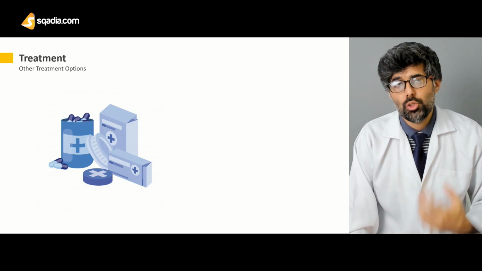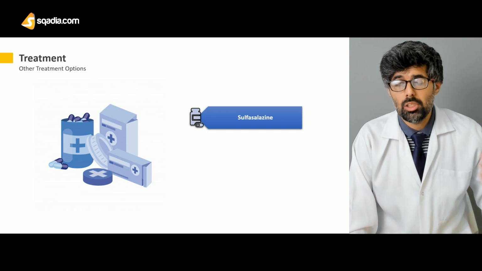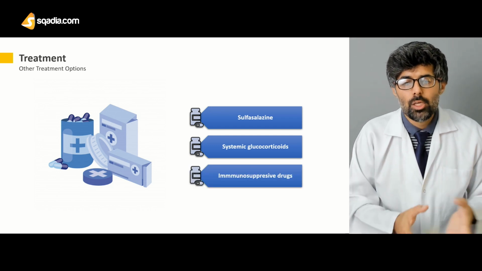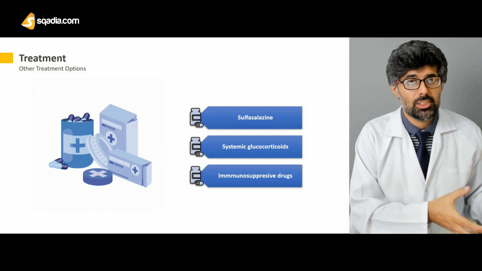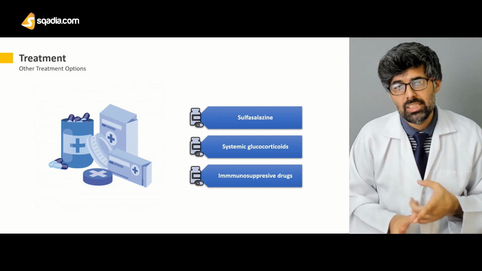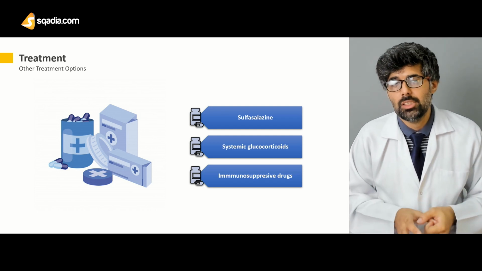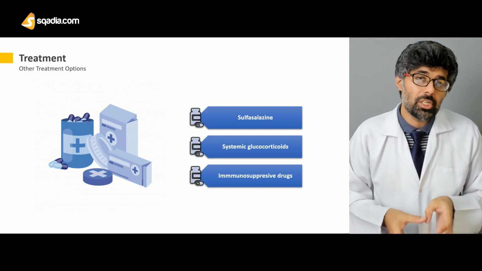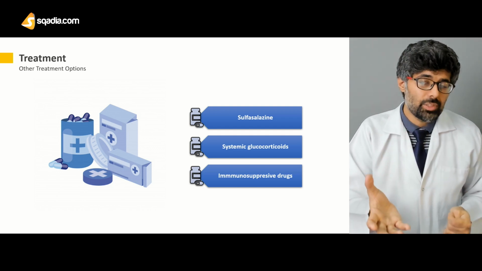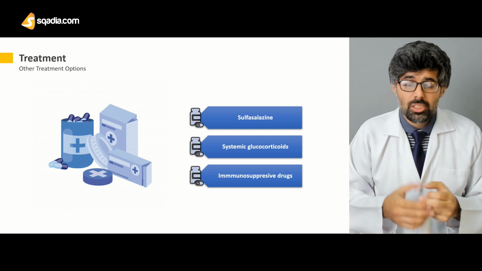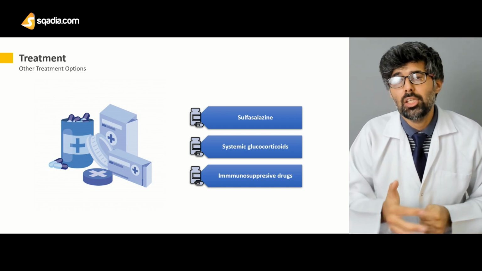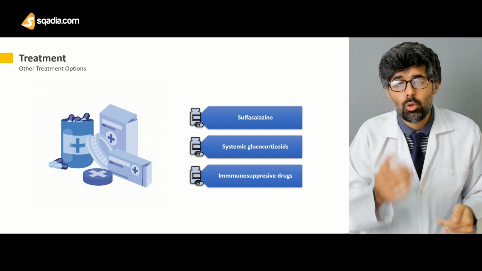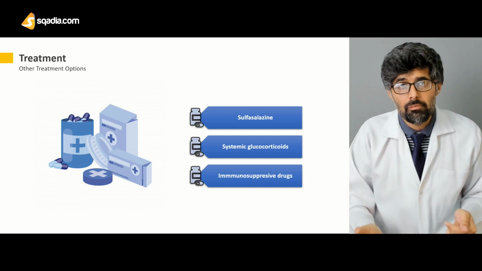The other treatment options available to us are sulfasalazine, systemic glucocorticoids, and immunosuppressive drugs such as methotrexate. Now, the application of sulfasalazine, glucocorticoids, and immunosuppressive drugs depends upon the condition of the patient. If the patient has severe morbidity, the use of these drugs is justified, but otherwise they are not used, and there is very little evidence that they have any benefit in the progression of the normal course of the disease. They are only used as a last resort in severe forms of the disease.